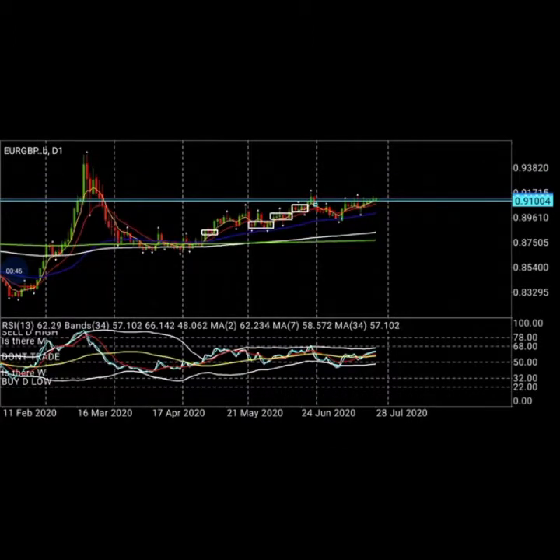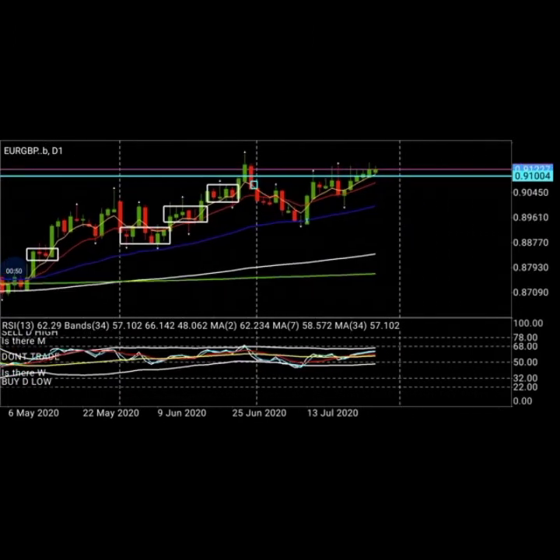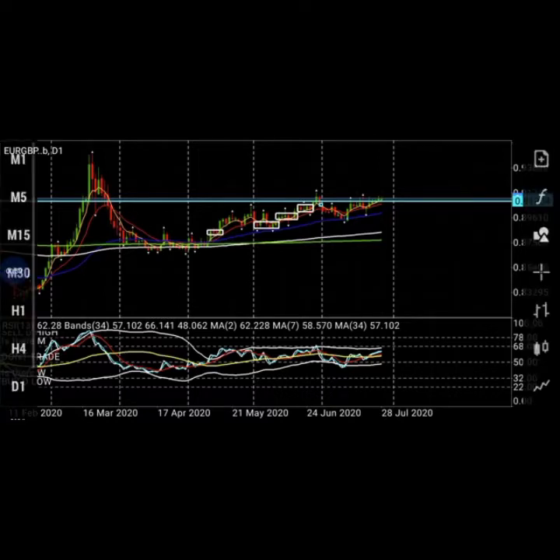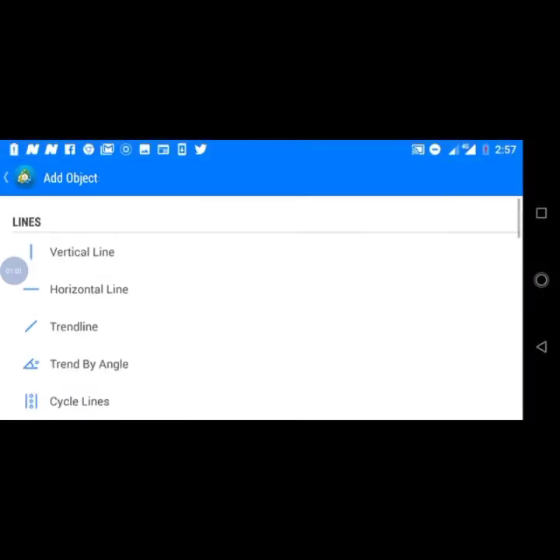So this is the Euro GBP pair, and we're on a daily time frame. The Euro GBP has been consolidating for some time now. Price is not really moving up. So we are at this zone here.